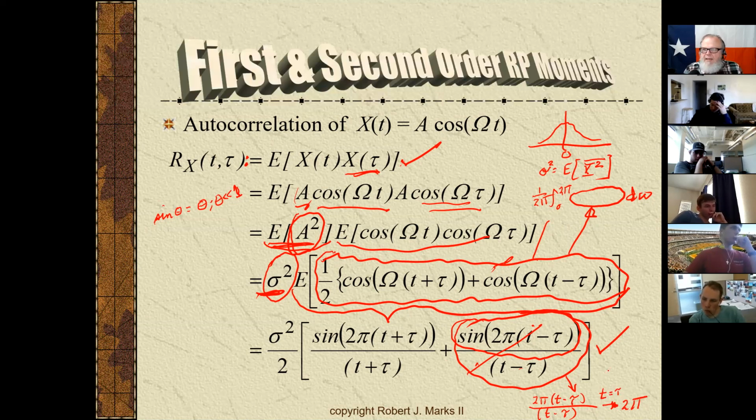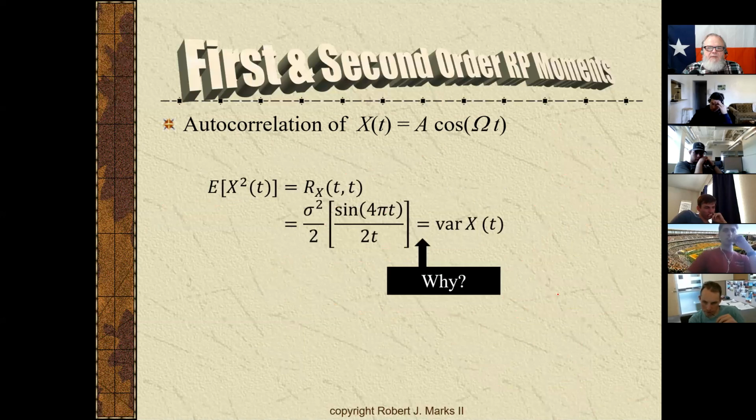And I made a mistake, and I'll correct it and upload it to the slides. But this, if we look at t is equal to tau, we should get this. And what I did is that should be a plus 2 pi here.